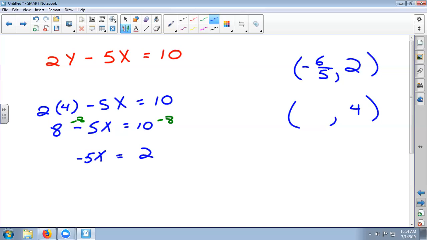Divide both sides by -5. X equals -2/5. Okay. Besides just randomly guessing numbers, this is the way we're doing it. We're not randomly guessing numbers, ever. Randomly guessing numbers is a bad method. We will never, ever use it.